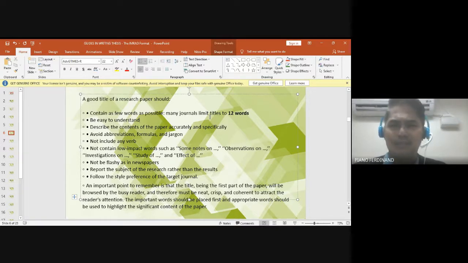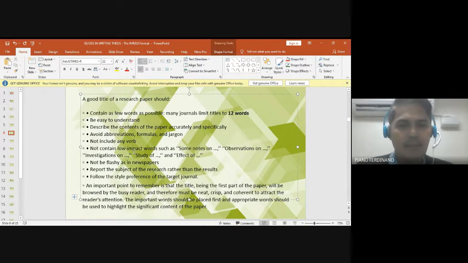Para hindi na masyadong nag-iisip yung reviewer or yung researcher kung ano ba yung tungkol saan yung research. And then describe the content of the paper accurately and specifically. Avoid abbreviations, formulas, and jargons. Of course, itong mga abbreviations, formulas, and jargons kasi parang kapag ginamitan mo ng ganyan yung inyong research title, nililimit niya yung audience mo o yung mga reviewers or mga researchers doon sa mga nakakaunawa lang ng mga abbreviations nyo, ng formulas nyo, and of course, na inyong mga jargons.